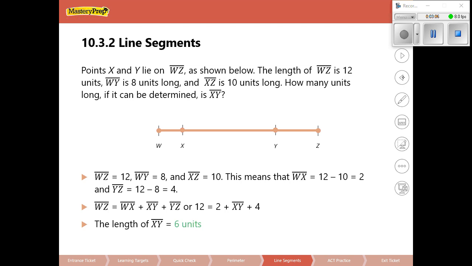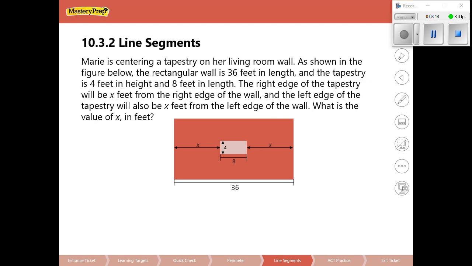But any other questions on this here? All right. Let's look at the next one here. Marie is centering a tapestry on her living room wall. As shown in the figure below, the rectangular wall is 36 feet in length. And the tapestry is 4 foot high and 8 feet in length. The right edge of the tapestry will be X feet away from the right edge of the wall, and the left edge of the tapestry will also be X feet away from the left edge of the wall. What is the value of X in feet?